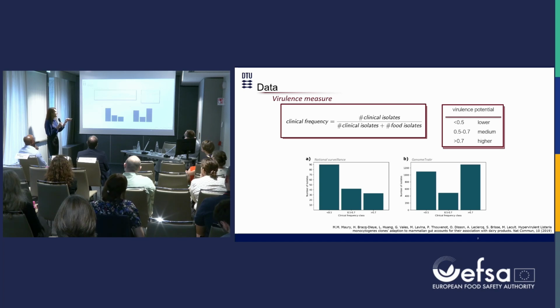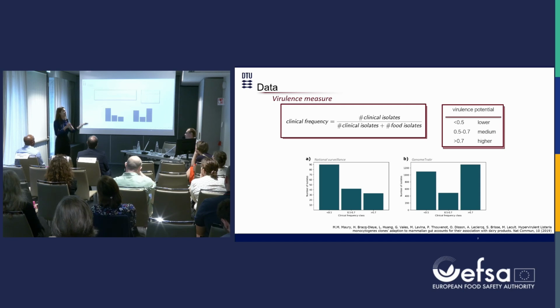And instead of predicting an exact number, we divide them into less than 50% lower, 50 to 70% medium, and more than 70% higher. Because it's easier for interpretation: if you give the user 70% clinical frequency, they wouldn't know what it is. But if you categorize them like a traffic light, lower, medium, and high, that makes sense in terms of interpretation.